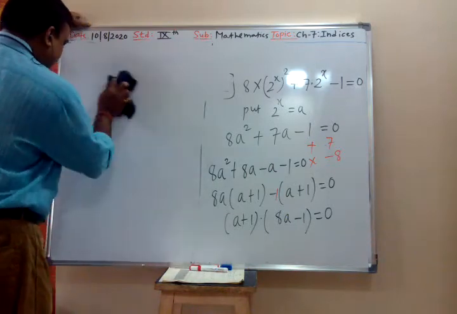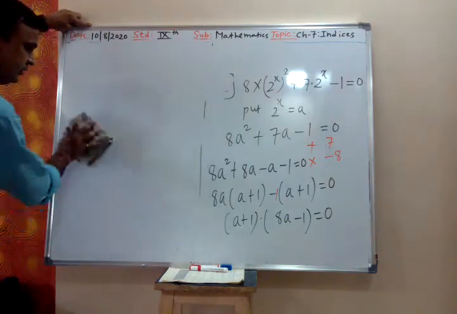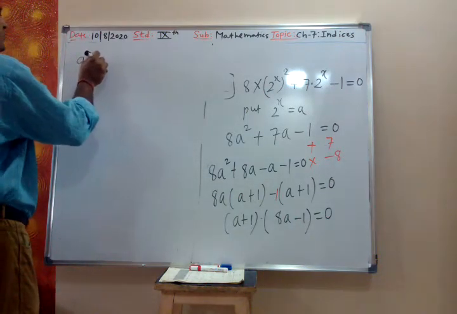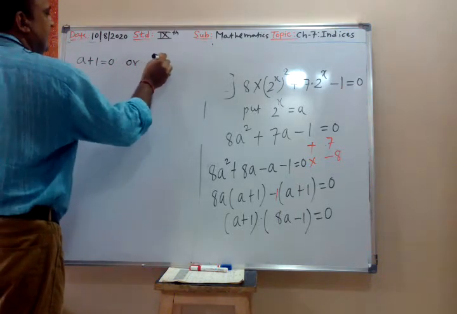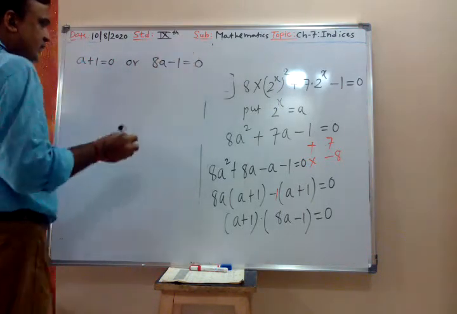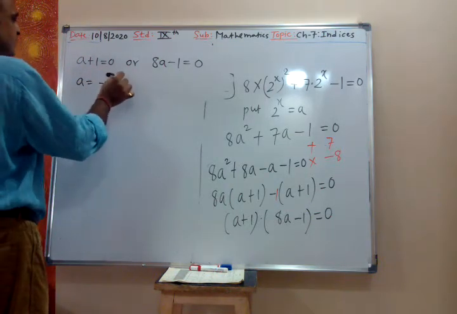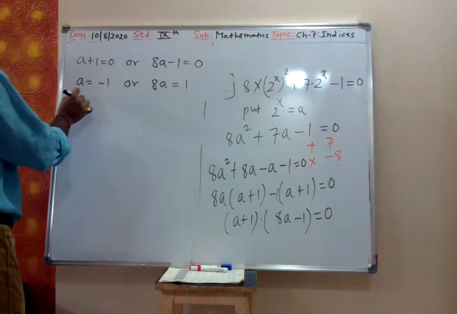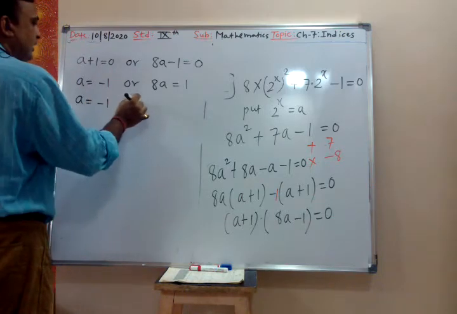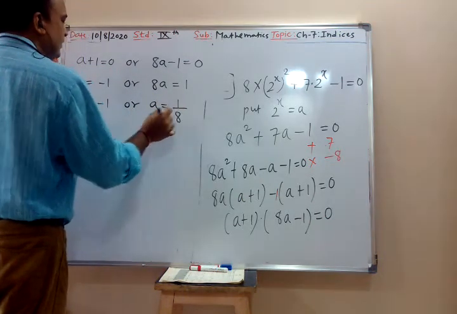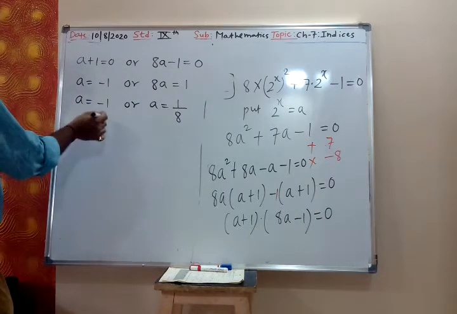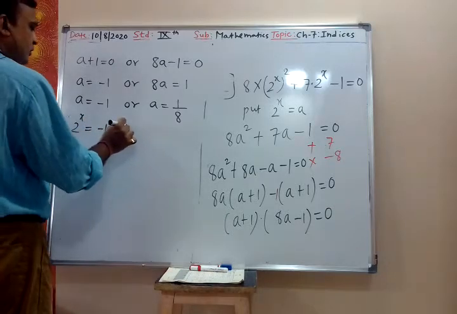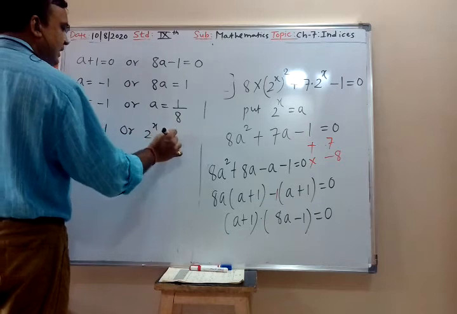That will give you a plus 1 is equal to 0 or 8a minus 1 is equal to 0. So that will give you a is equal to minus 1 or a is equal to 1 by 8. Now I will put the value of a, so that will give you 2 raised to x is equal to minus 1 or 2 raised to x is equal to 1 by 8.